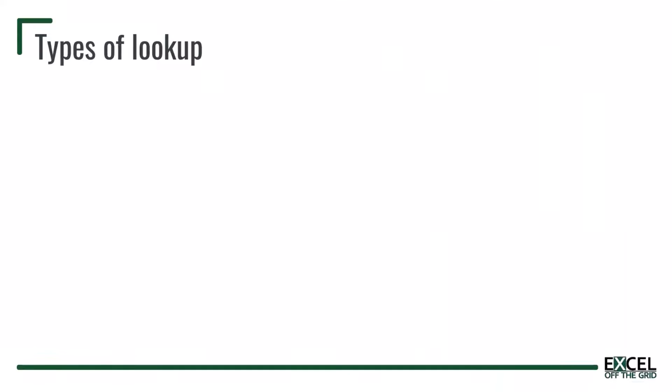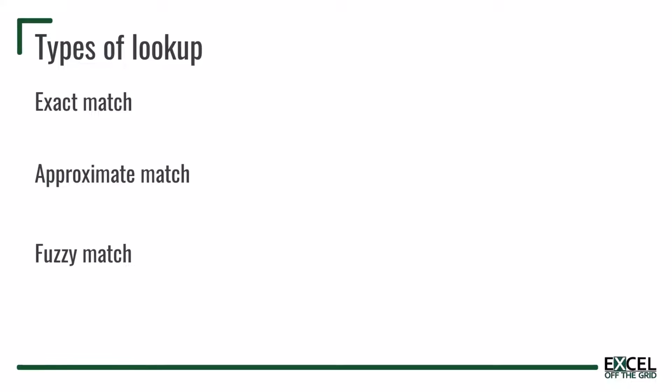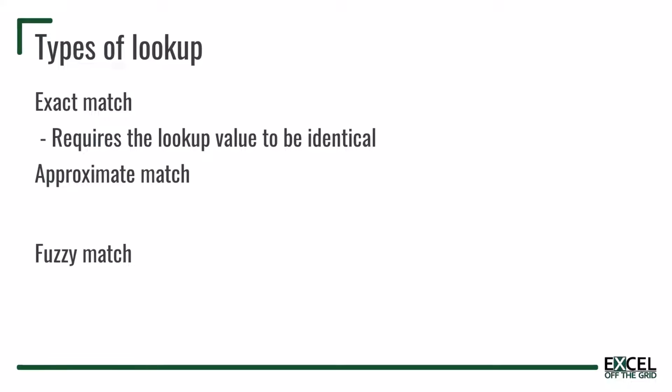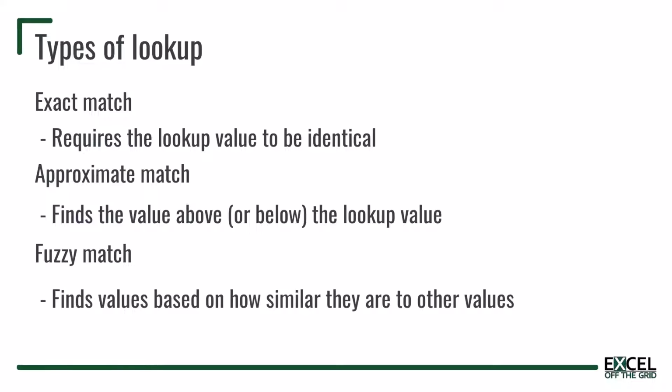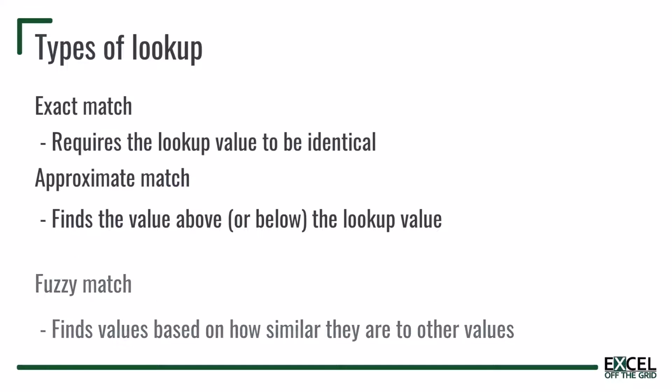Effectively, there are three types of lookup: an exact match, an approximate match, and a fuzzy match. An exact match is the most common, and that is where we look up an exact value and then want to return the corresponding item that relates to that exact value. An approximate match finds the value that's closest to. It might be closest above or closest below a specific value, and then returns another corresponding value. Fuzzy match finds values based on how similar they are to other values using a form of pattern matching algorithm. Power Query can handle all these types of lookups, though in this video we're focusing primarily on the first two.